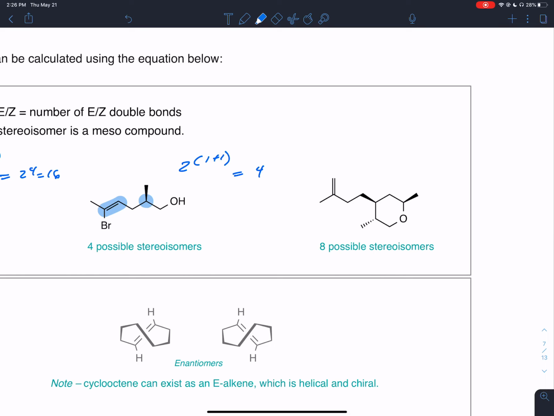In this molecule, we have 1, 2, 3 asymmetric centers. This double bond, however, cannot be classified as E or Z because you have 2 of the same priority atoms or groups on this side of the double bond. Therefore, it's just 2 to the 3 asymmetric centers, which gives you 8 possible stereoisomers.